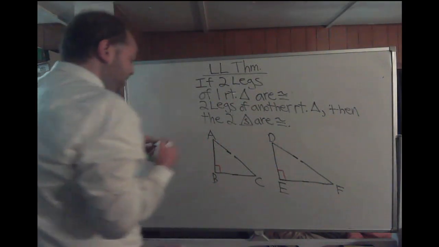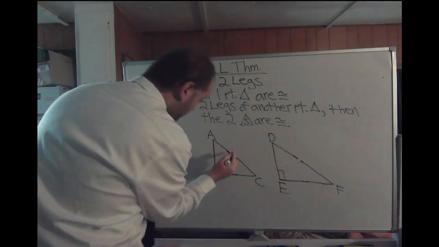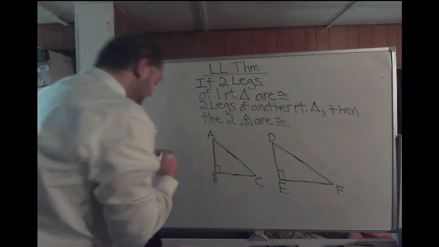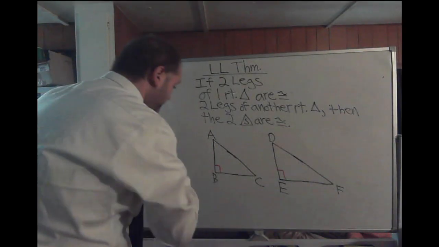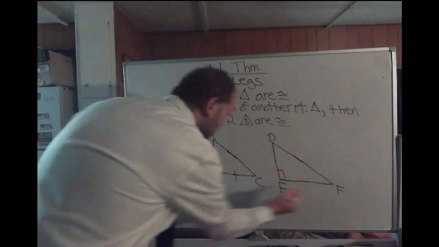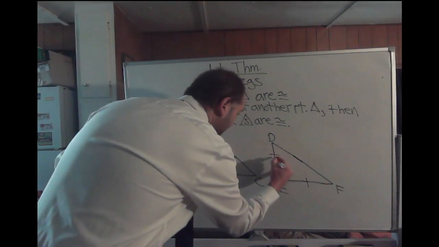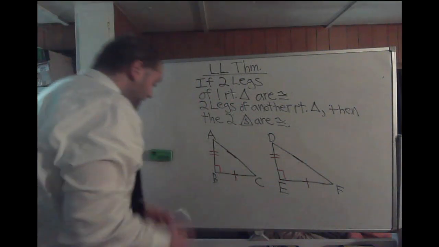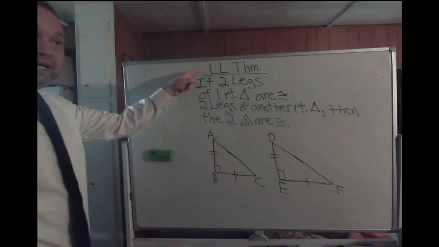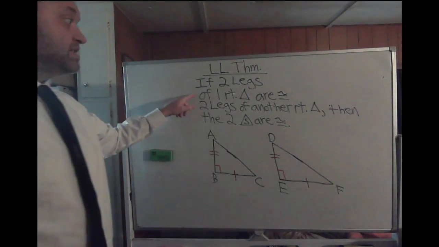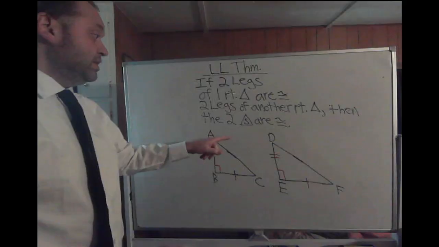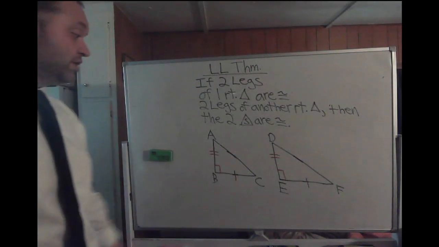Alright, so here, let me draw the triangles back in. Let me place the congruency markers here. Alright, so the LL theorem, the leg-leg theorem, states that if two legs of one right triangle are congruent to two legs of another right triangle, then the two triangles are congruent.